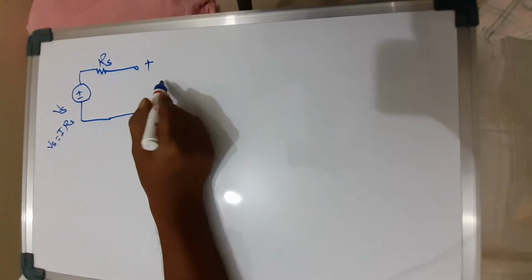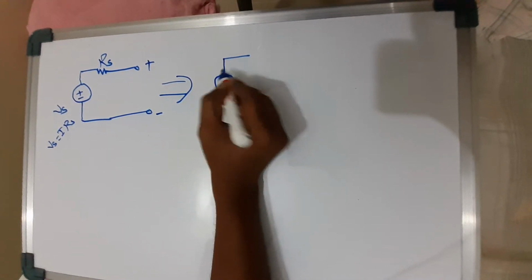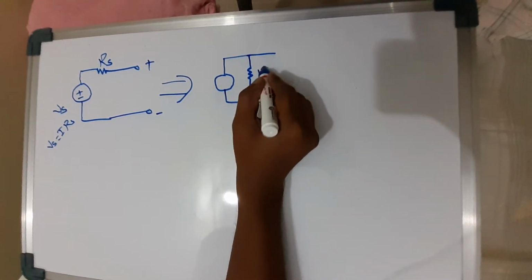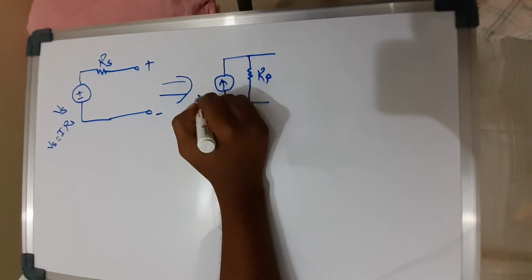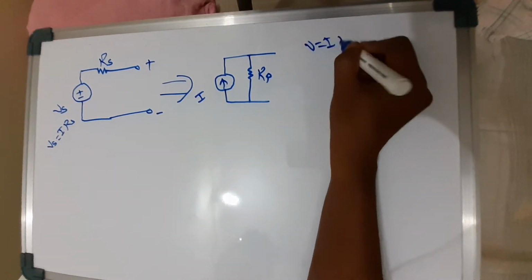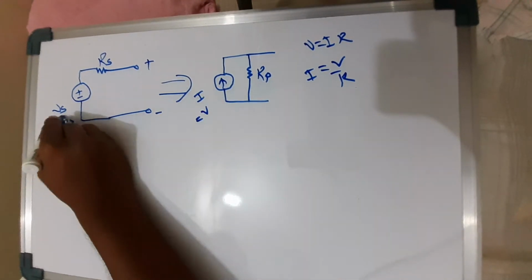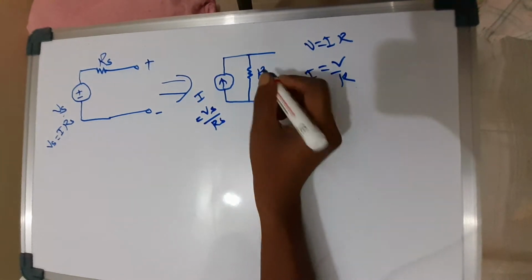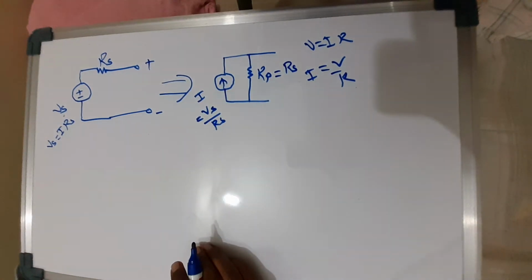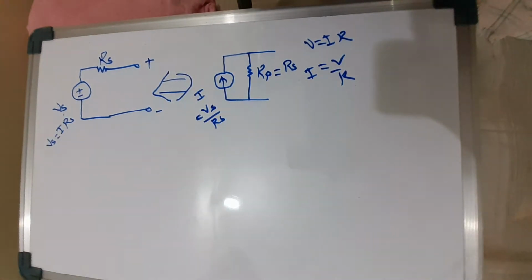This voltage source can again be converted into a current source. I will draw it as a current source with a parallel resistance R of P. We already know V equals I R, so I equals V by R. So this I equals V of S divided by R of S, and the parallel resistance R of P must be equal to the series resistance. Similarly, we convert a current source into a voltage source with the same formula.